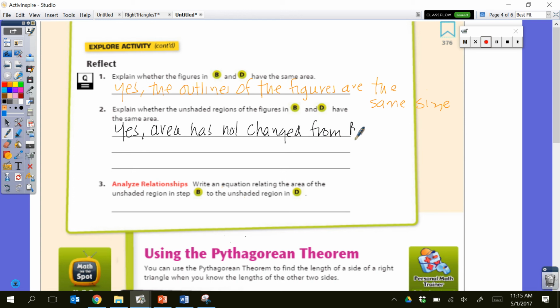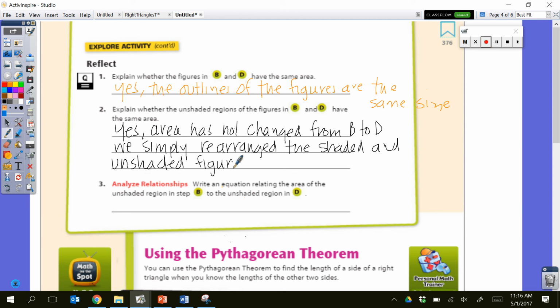From B to E, we simply rearranged the figures, let's say shaded and unshaded figures, which means the area would be the same for each one. So then we're going to analyze our relationship.